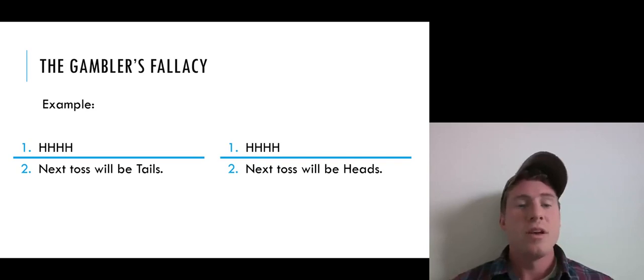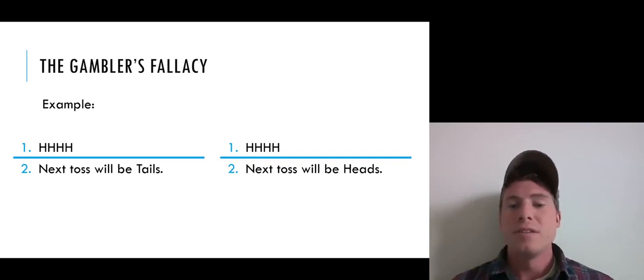Right? So someone who commits the gambler's fallacy would look at these 2 arguments. First argument, we've seen 4 heads, therefore the next toss will be tails. And they'll judge that to be a better argument than the argument, we've seen 4 heads, therefore the next toss will be a heads. Right? They think seeing 4 heads provides some support for thinking that next time we're not going to get heads. We're going to get tails because things need to even out.